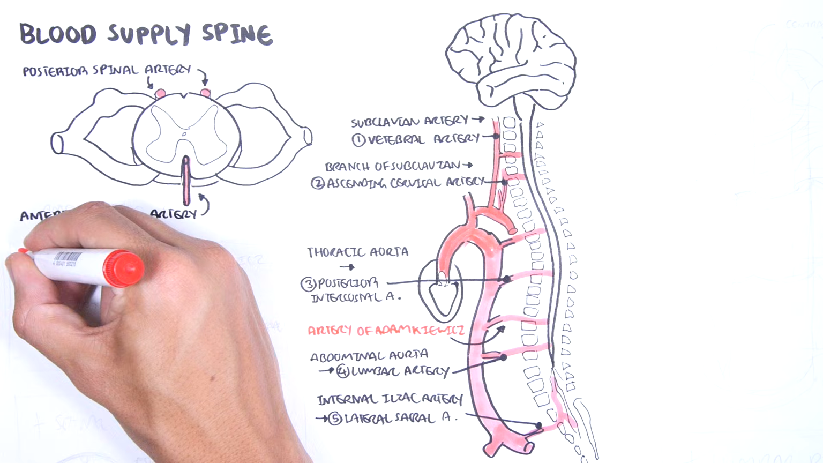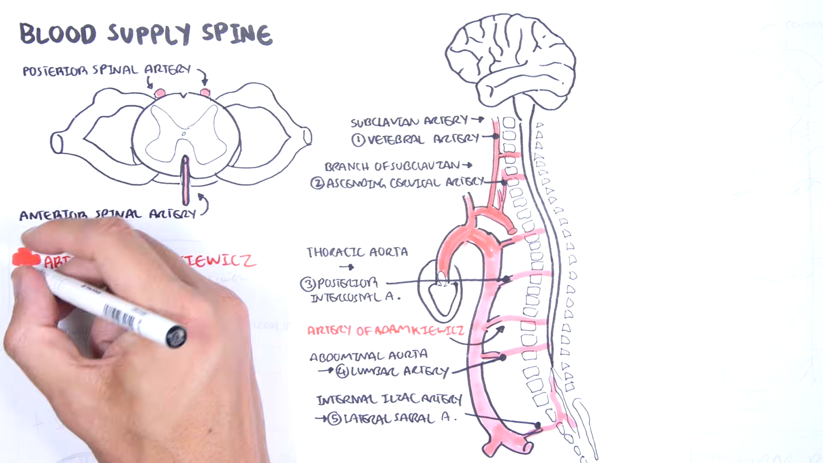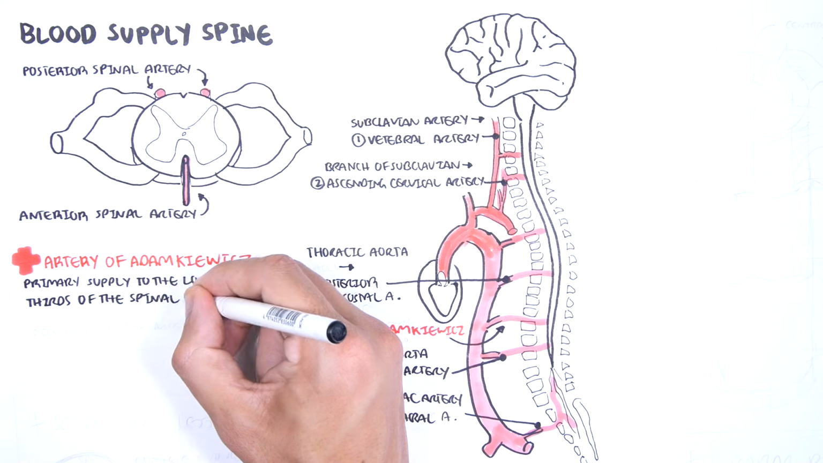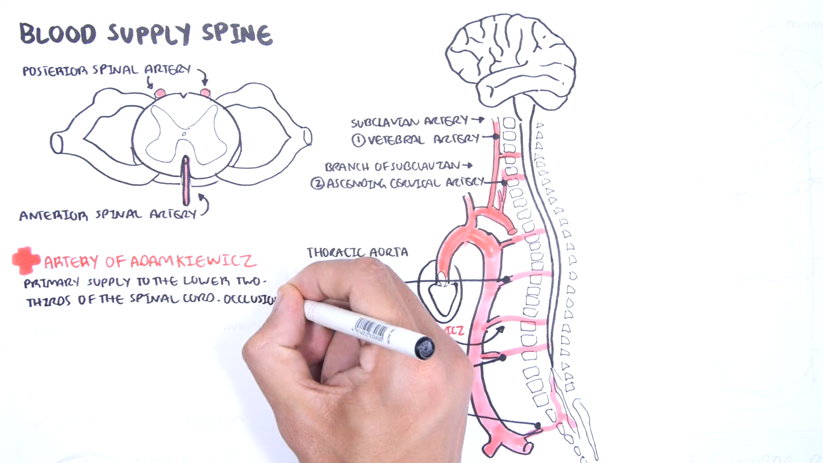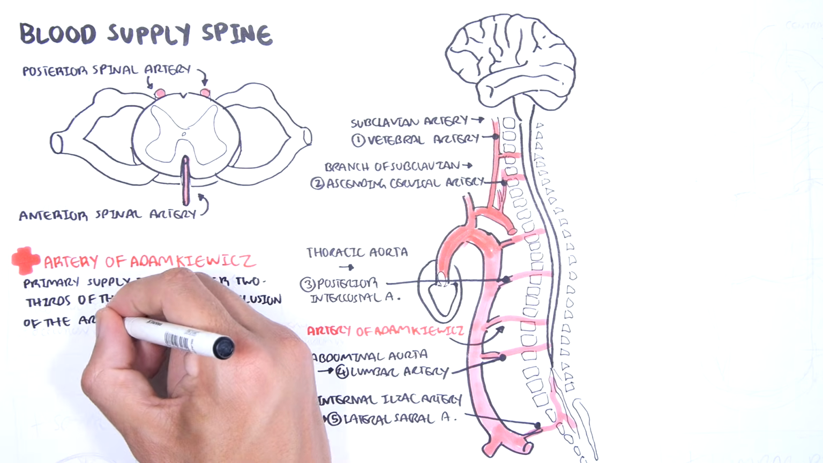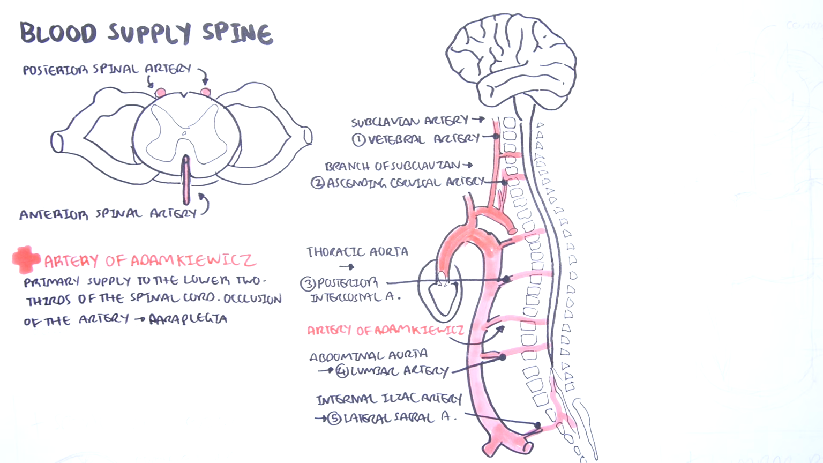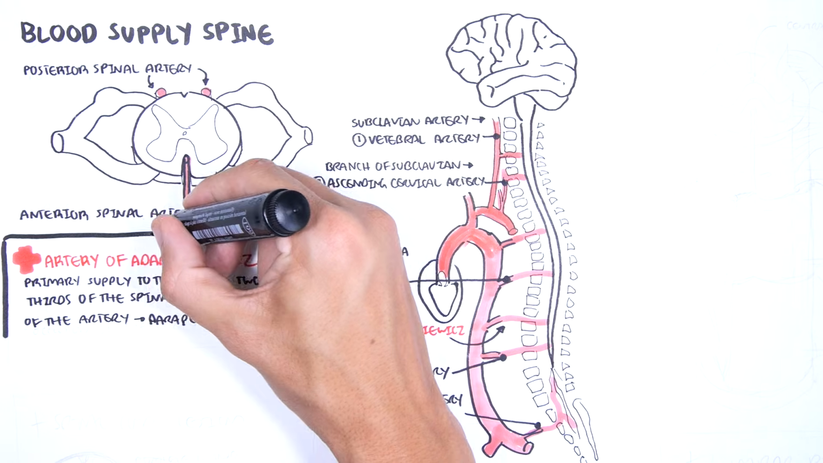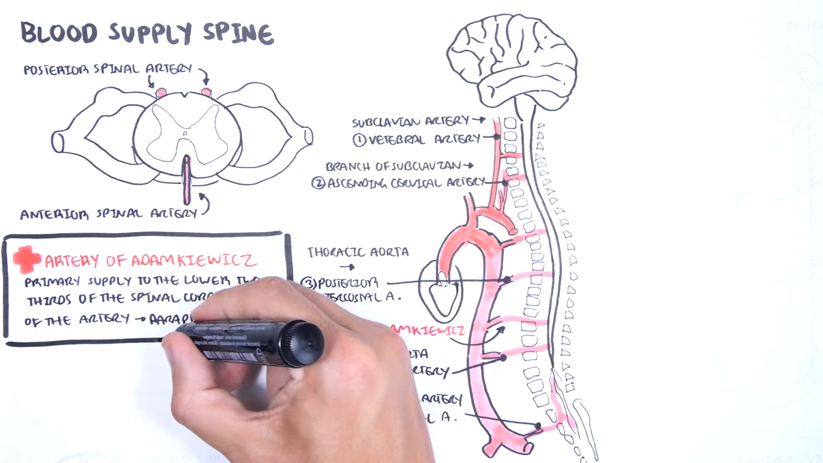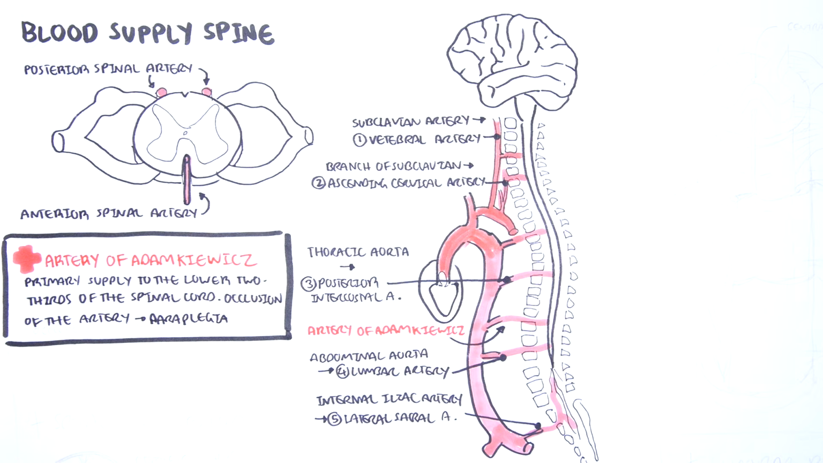The artery of Adamkiewicz is an important artery. It is the primary supply to the lower 2/3 of the spinal cord. Essentially, if there's occlusion of the artery of Adamkiewicz due to ischemia, hypotension, or whatever, it can cause a person to be paraplegic, because again, it's the main supply to the lower 2/3 of the spinal cord.